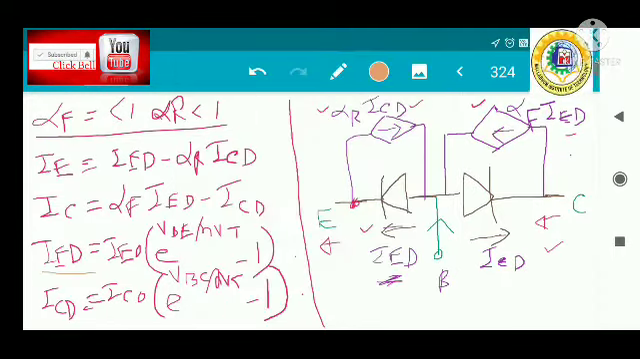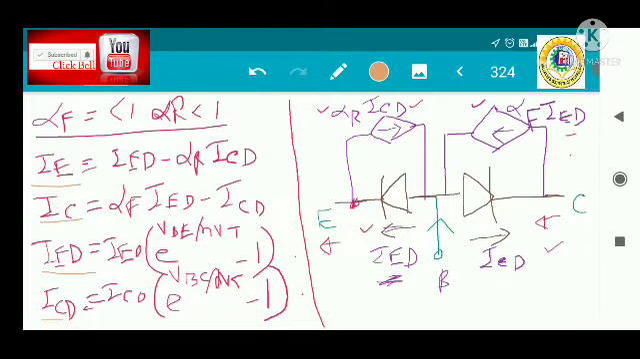Okay, IED, ICD, and IE and IC. IE and IC can be calculated by applying KCL here and also here, and IED and ICD are just the diode forward bias currents. I think up to this it is clear.